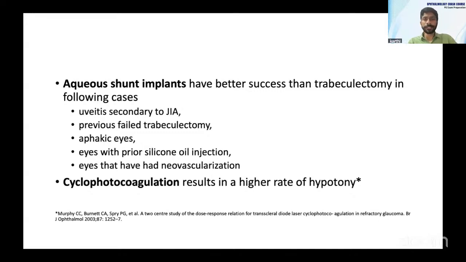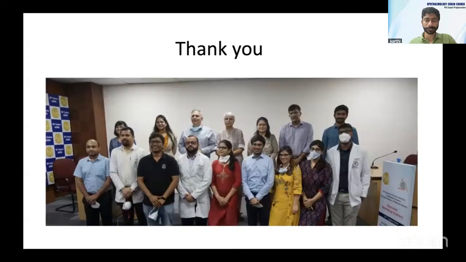So glaucoma drainage device has better success than trabeculectomy in cases like uveitis secondary to JIA, or previously failed trabeculectomy, in aphakic eyes, eyes with prior silicone oil injection, and eyes that have had neovascularization. Destructive procedures like cyclophotocoagulation result in a higher rate of hypotony, so they should be used cautiously.